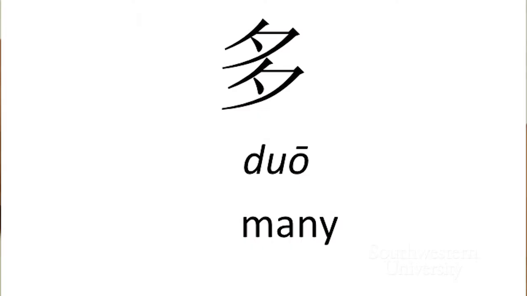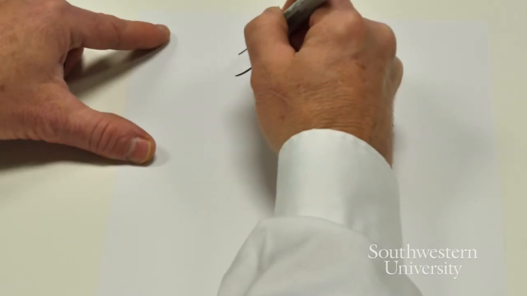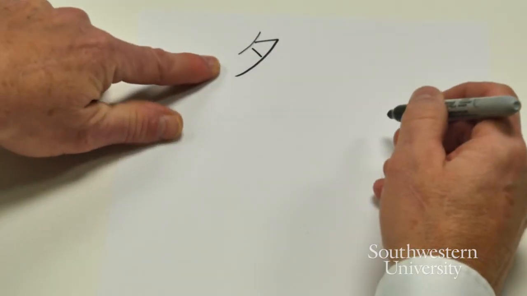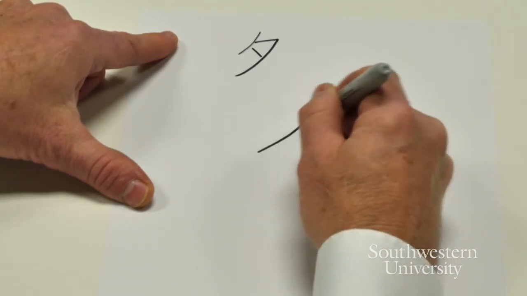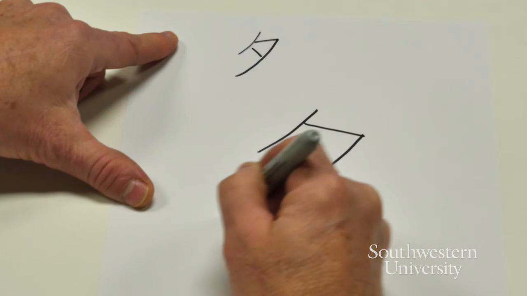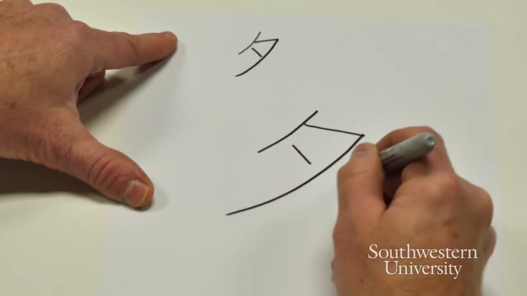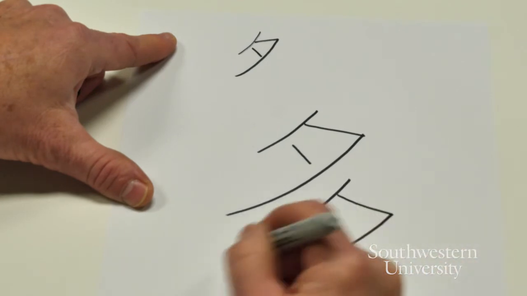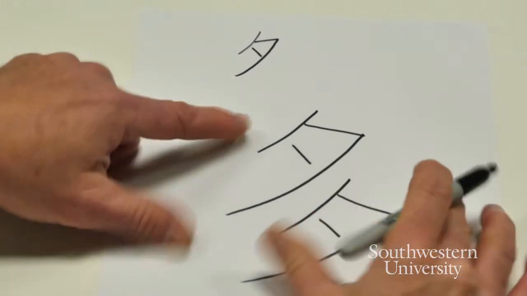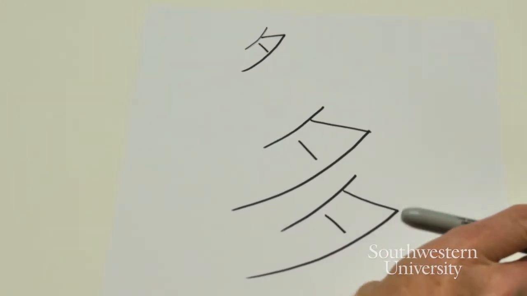The next character, duo, is composed of two of these. Si, which means evening. So you have two of them. If you spend 2 evenings doing something you don't want to do, that's too many. Duo, many. Duo.